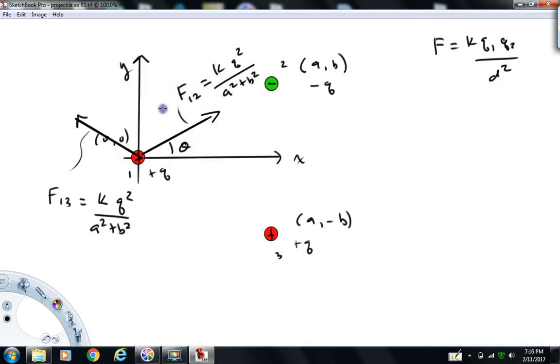These are force vectors we're dealing with. They'll be plus or minus based on direction: right, left, up, down. Now there's some sort of angle theta here. If you look at the symmetry of the problem, these two angles are the same.